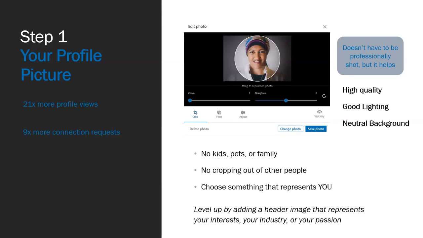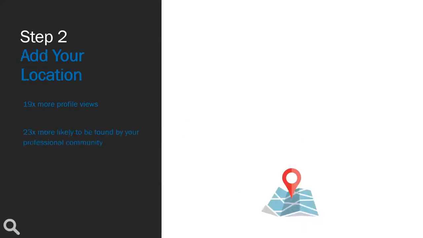Okay, so let's move on to the next step, which is adding your location. Members who have location added have 19 times more profile views than those without, and you are also 23 times more likely to be found by your professional community.